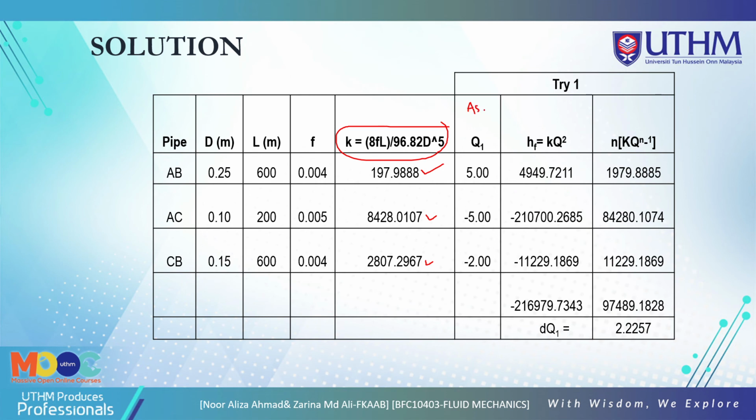You assume the direction of flow, and that's how you will get the positive and the negative, based on AB, AC, and CB. Now, using the head loss, HF is KQ squared here. Actually, HF is based on K, Q to the power N, based on this equation.